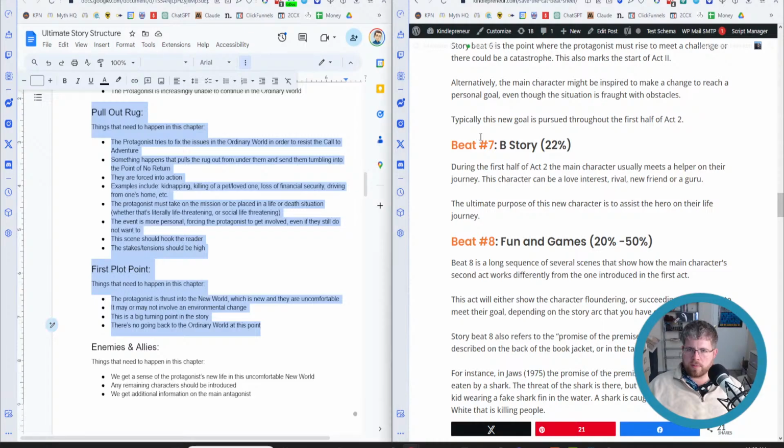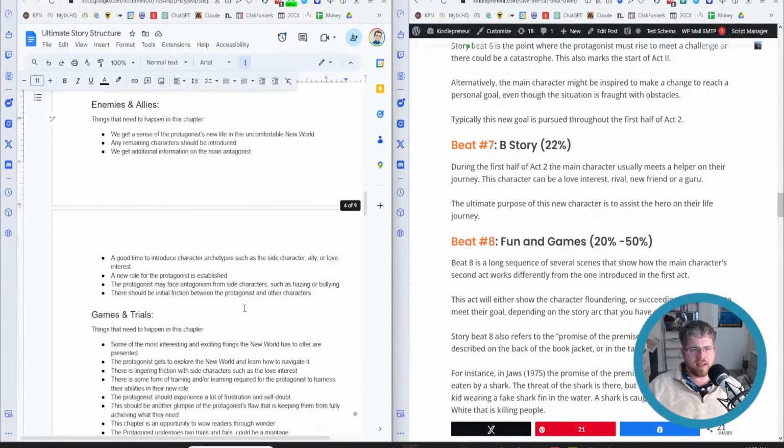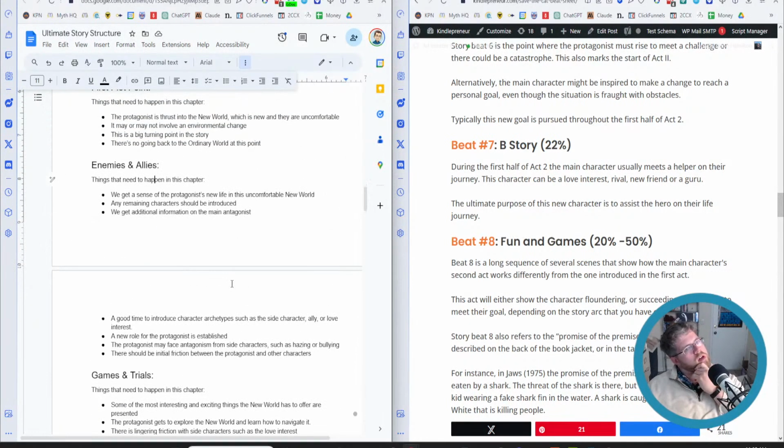The B story, so beat 7. During the first half of Act 2, the main character usually meets a helper on their journey. So we have enemies and allies here. This character can be a love interest, rival, new friend, or guru. The ultimate purpose of this new character is to assist the hero on their life journey. I guess we kind of have that. I wouldn't call it a B story, just sort of like a part of the A story.